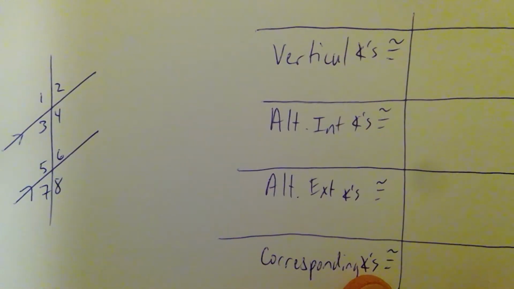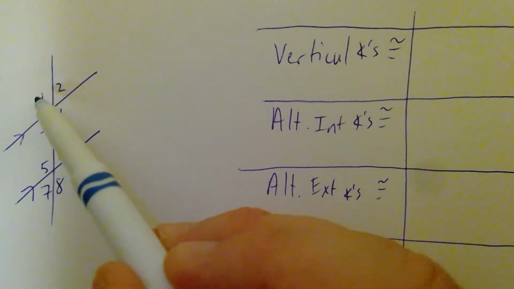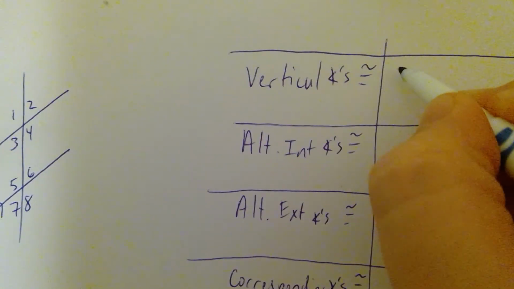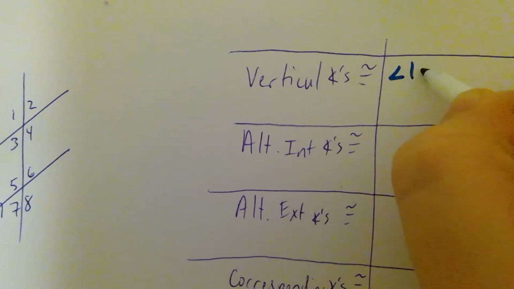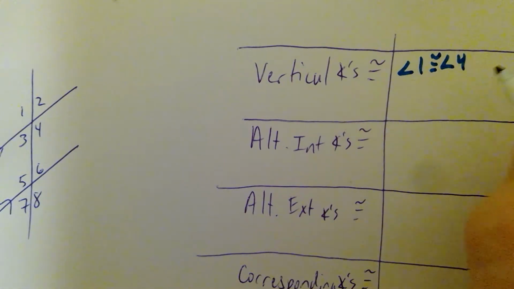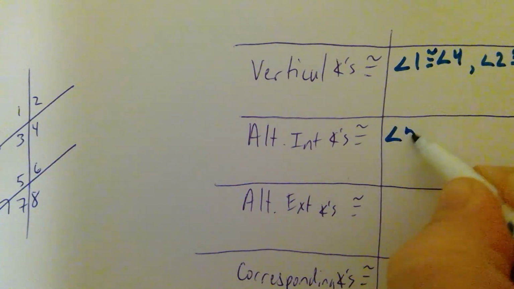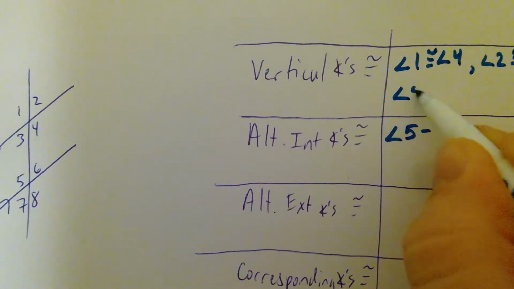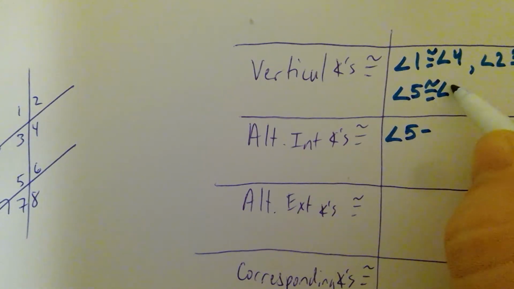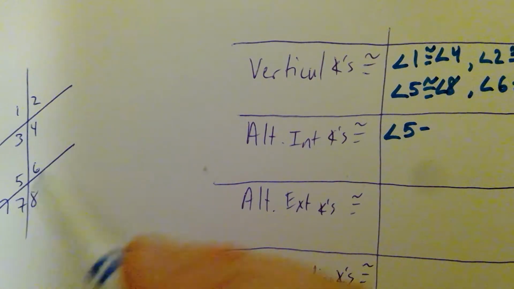We've got our vertical angles are congruent. Vertical angles are across from each other. That would be 1 and 4. So we have angle 1 congruent to angle 4. We have angle 2 congruent to angle 3. They're across from each other. Angle 5 is congruent to angle 8. They're across from each other. Angle 6 congruent to angle 7. They're across from each other.